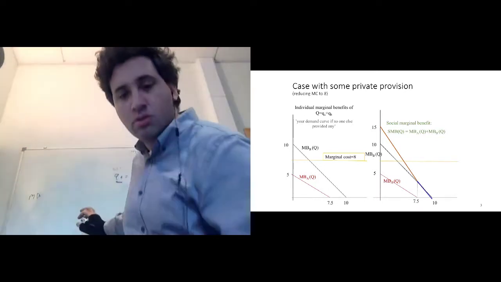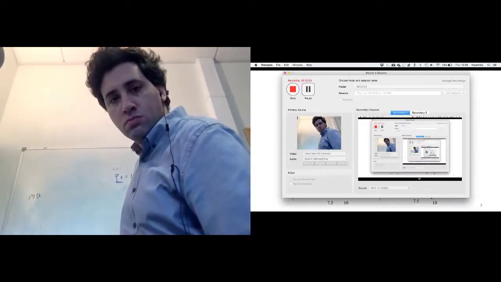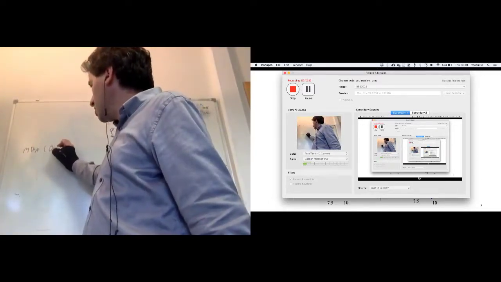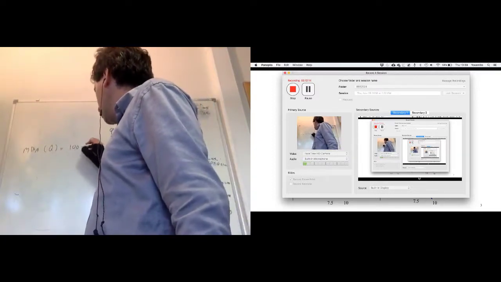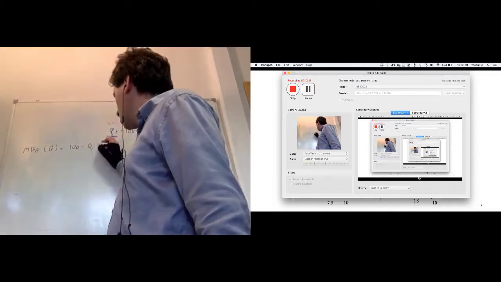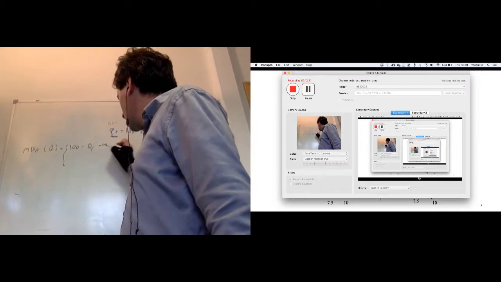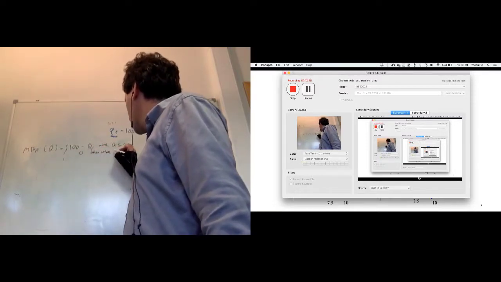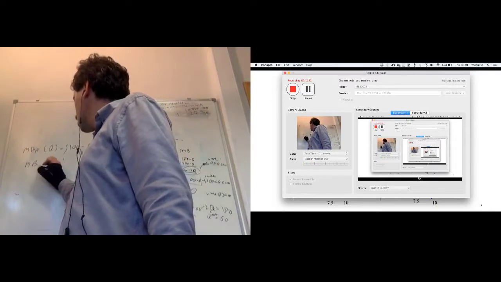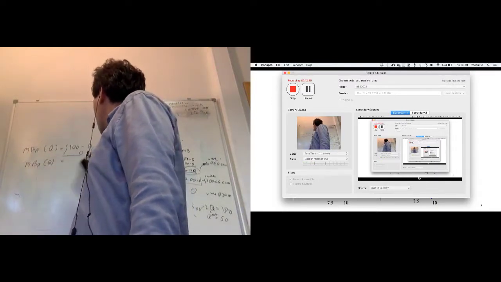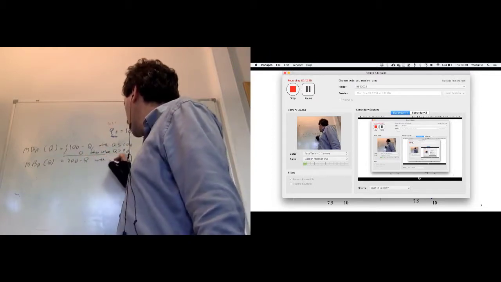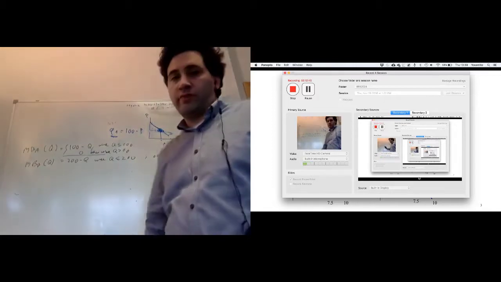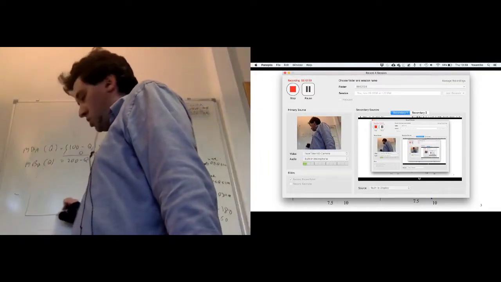Marginal benefit of A in our case was equal to 100 minus Q, where Q is less than or equal to 100, and 0 otherwise, 0 where Q is greater than 100. For B, it was equal to 200 minus Q, where Q is less than or equal to 200, 0 otherwise. We won't have to worry about that. We can draw it for each.